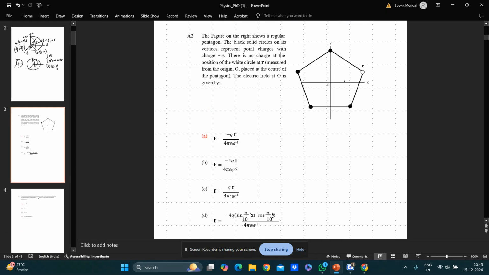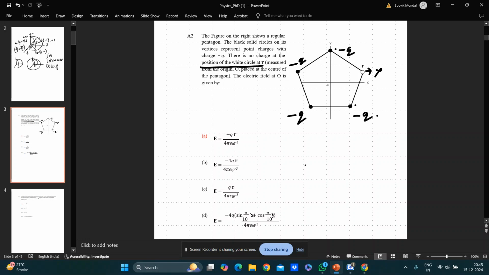Now look at this problem. They are telling you to pause the video and read it by yourself first. This point is blank, there is no charge, and these 4 points have 4 charges. There is no charge at the position of the white circle. The black solid circle on the vertices represents a point charge with charge minus q. So all these charges are minus q.